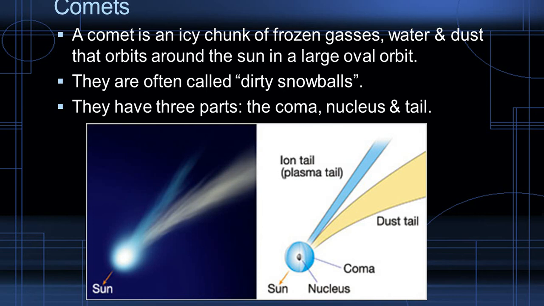Which brings us now to our comets. I love comets. I think they're fascinating. We'll talk about the famous Halley's Comet here in just a second. So what is a comet? Well, it is a chunk with frozen gases on it, so water and dust, things like this. So we call it a dirty snowball. It's kind of like a snowball coming through space.